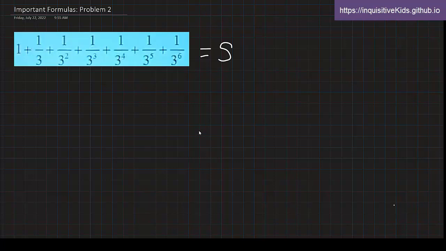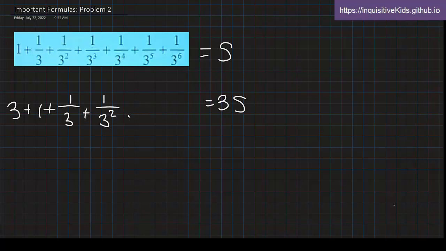But I also want to get rid of the denominator, right? So what I'm going to do is multiply S by 3. So after it's multiplied by 3, it will look like everything goes up 3 times its normal size. 3 plus 1 plus 1 over 3 plus 1 over 3 squared plus 1 over 3 to the 4th power plus 1 over 3 to the 5th power.